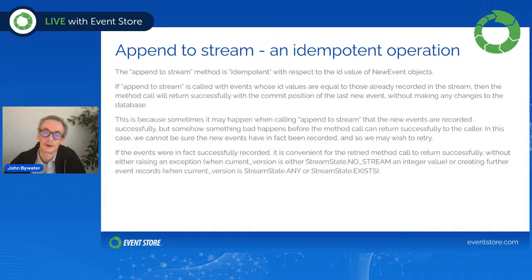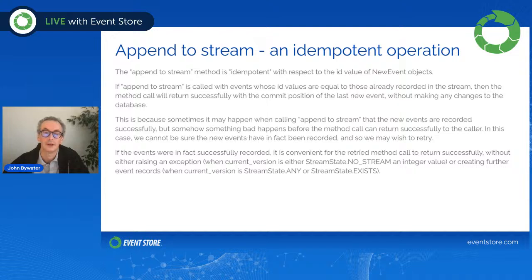One interesting and important quality of the append to stream method is that it's idempotent. It's idempotent with respect to the ID value of new event objects. If the append to stream method is called with events whose ID values are equal to those already recorded in the stream, then the method will return successfully with the commit position of the last new event without making any changes to the database.